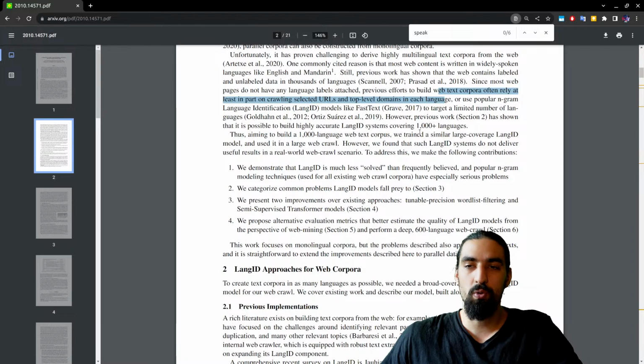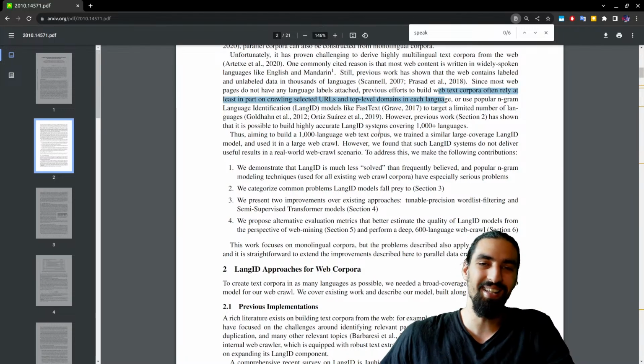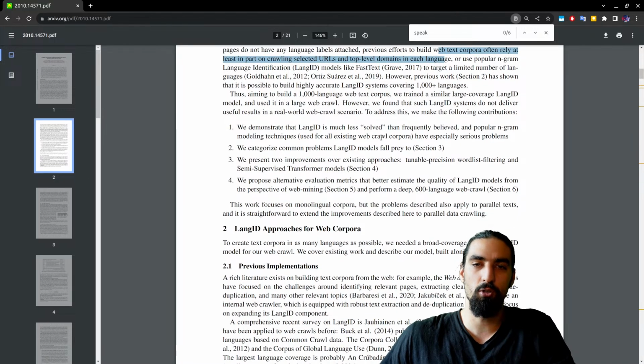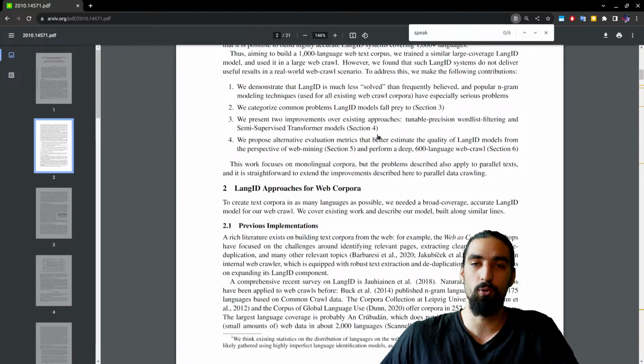However, previous work has shown that it is possible to build highly accurate LangID systems covering 1,000+ languages. Thus, aiming to build a 1,000+ language web text corpus, we trained a similar large coverage LangID and used it in a large web crawl. However, we found that such LangID systems do not deliver useful results in a real-world web crawl scenario. To address this, we make the following contributions.